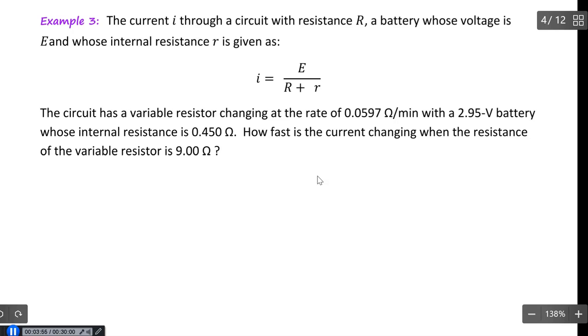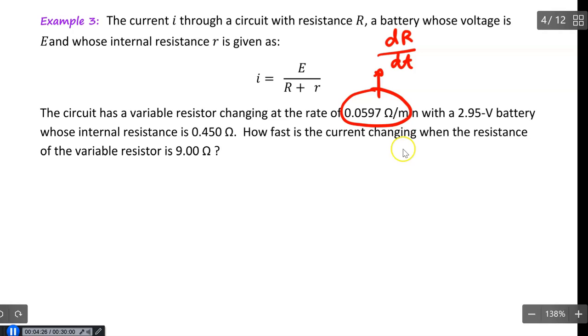So in analyzing this, we are going to take a look at the numbers given to us. The circuit has a variable resistor changing at the rate of this number. So you see here, ohms per minute. That means we are talking about the derivative of R with respect to time. So I am going to circle this number, and I'm going to remind myself this one is dR over dt.